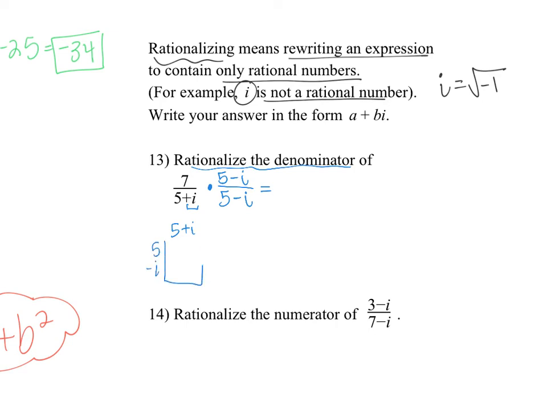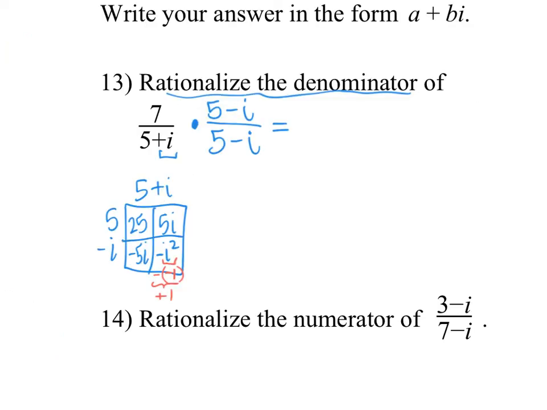Some of you might have already learned or seen the shortcut from what we were looking at a moment ago. But this will be a 25. We'll get a 5i minus 5i, and then minus i squared. But i squared is a negative 1, so we're going to get negative 1 times negative 1. That will turn into plus 1. So we're going to have the i's canceling out. So in our denominator, we're going to get a 25 plus 1, which is 26.